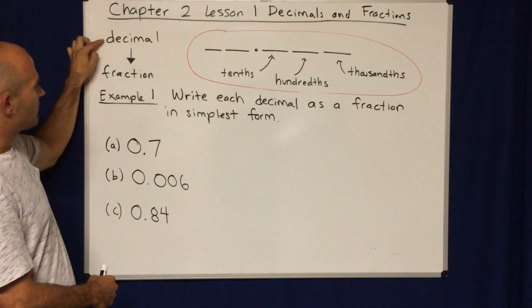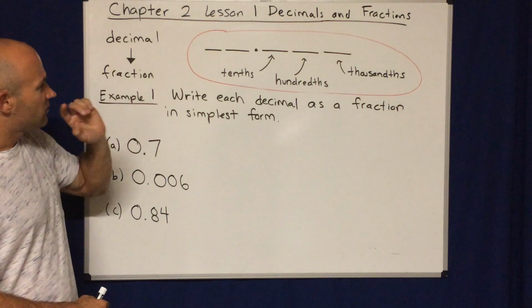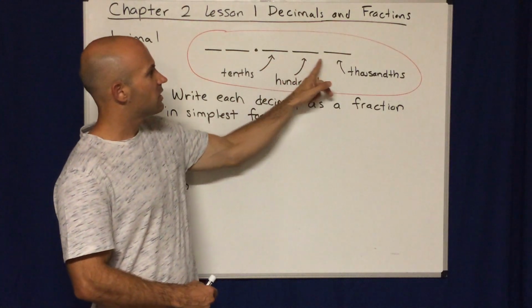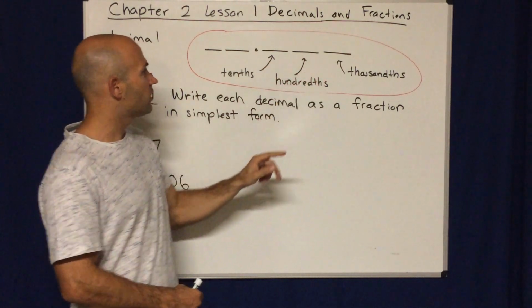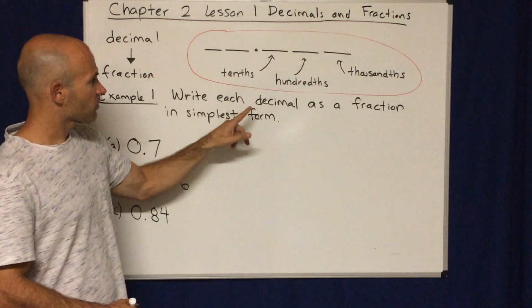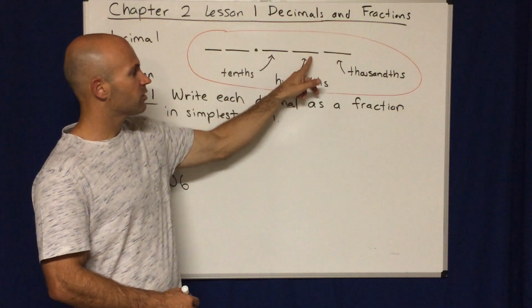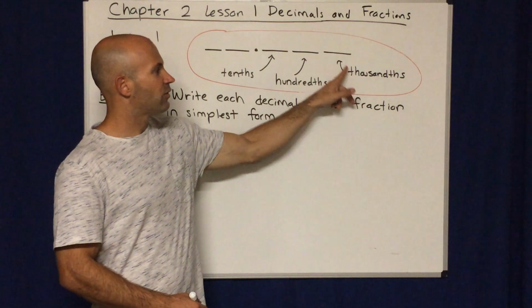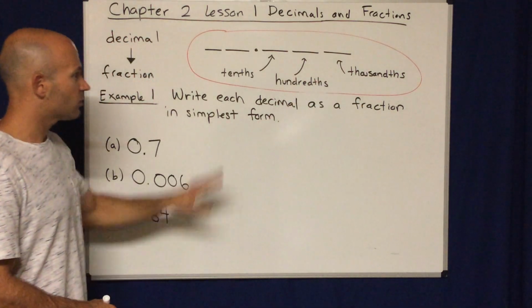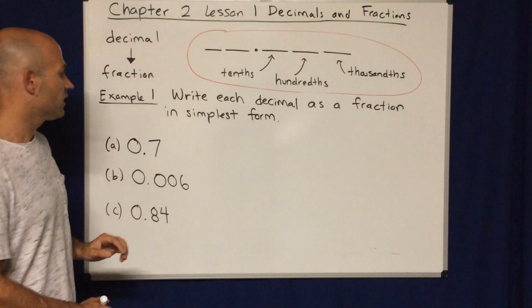Now, key to this step, decimals to fractions, is understanding place value and the names attached to these different place values. So here's a decimal point. This is the tenths position. Here's the hundredths position. Here's the thousandths position. All right, so we'll have to keep that in mind, so I'll leave this picture up there.